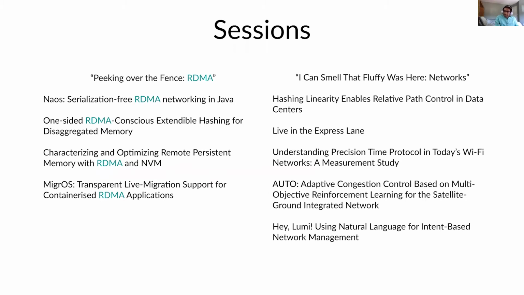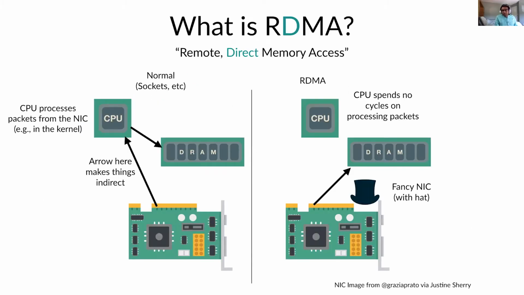So the first session is about RDMA, and it's probably a good idea for us to talk about what RDMA is and why people care about it. So RDMA is a paradigm for inter-server communication. It stands for Remote Direct Memory Access. Normally, which is on the left side on the slide here, when a server receives some data, the CPU has to do some work to figure out what the data is and where in memory it should store that data. This indirection from the NIC to the CPU to then write to memory can be considered wasteful.